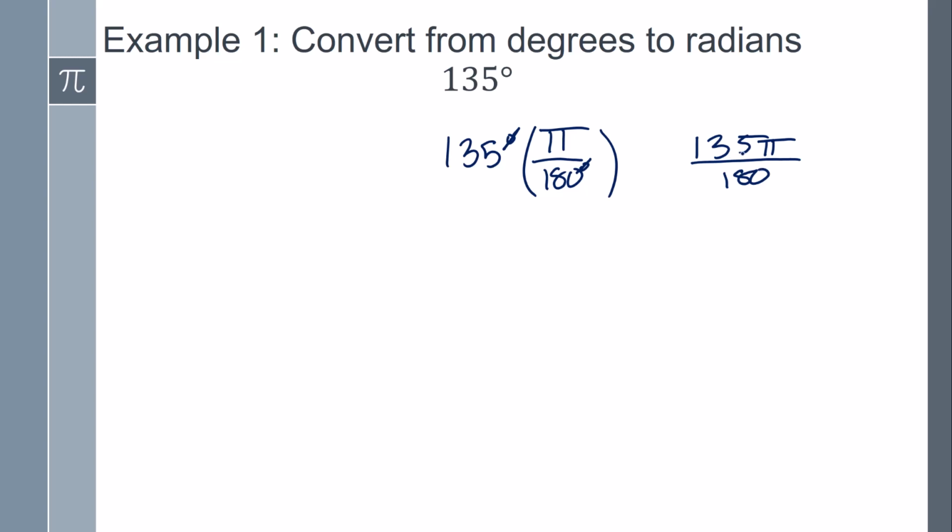So let's just say if I reduce a 5 in each of them. So I'm going to get 27 pi over, and then for the 180, that's 36. I could still reduce that. So there's a 9 in both, and so 3 over 4. So I get 3 pi over 4.